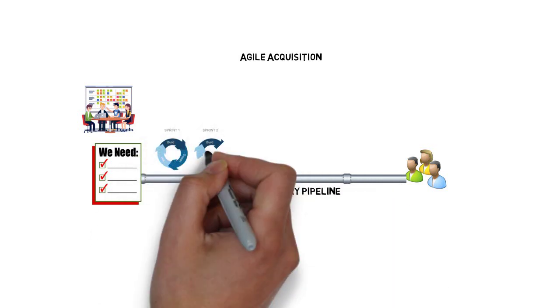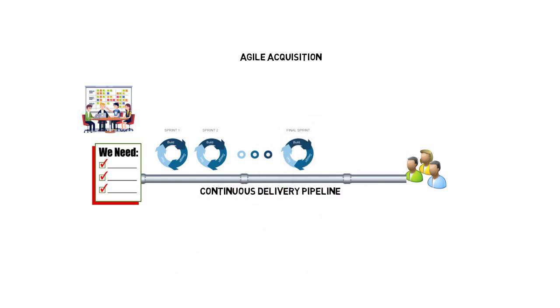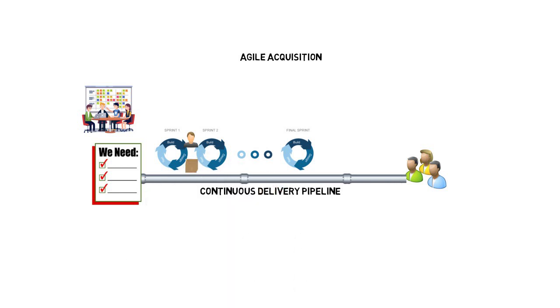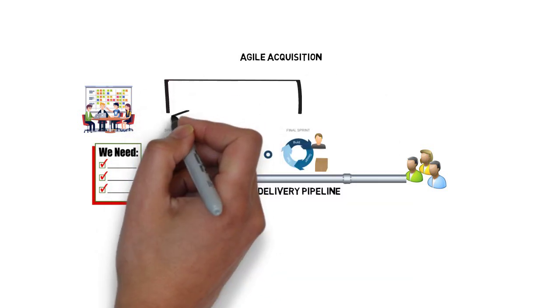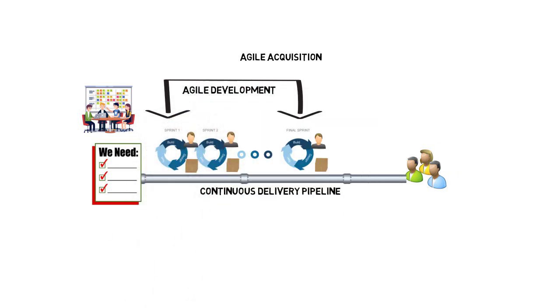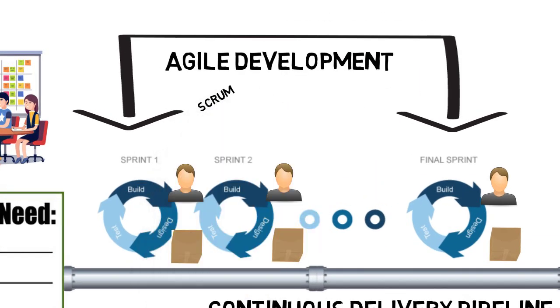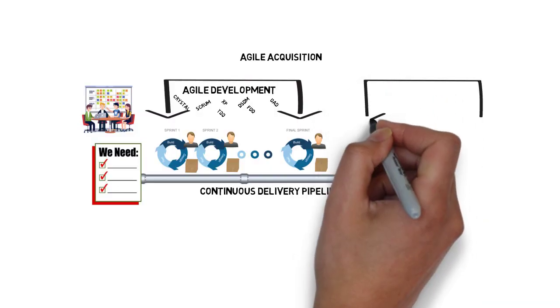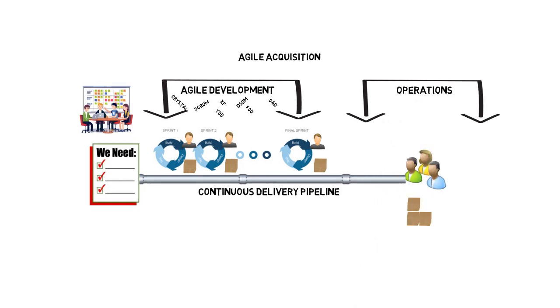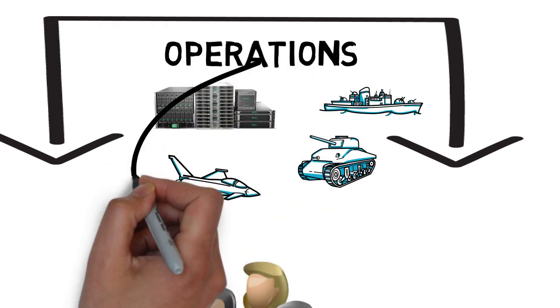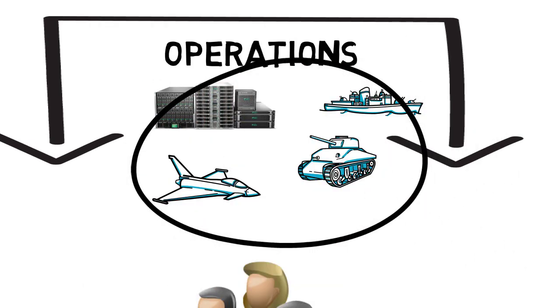Inside this continuous delivery pipeline, we also use iterative and incremental methods, where we bring in the user or a user proxy and continually develop working software throughout the development process. This piece of Agile acquisition is referred to as Agile development. Under this large development umbrella, there are various frameworks and methods, such as Scrum, XP, and feature-driven development, just to name a few. Our primary goal is to rapidly deliver value to the users in the operational environment. Keep in mind that your operational environment could be servers, an aircraft, a ship, or a tank, but the overall objective is to get the capability fielded in the operational environment as soon as possible.